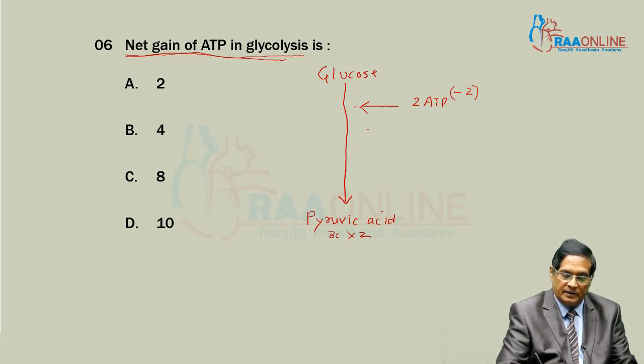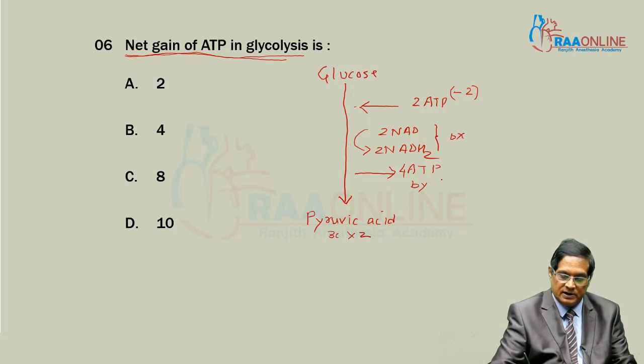Whereas 2 NAD are oxidized into 2 NADH2. That is oxidation. And 4 ATPs are directly produced by substrate phosphorylation.